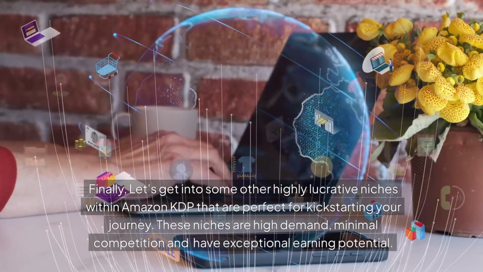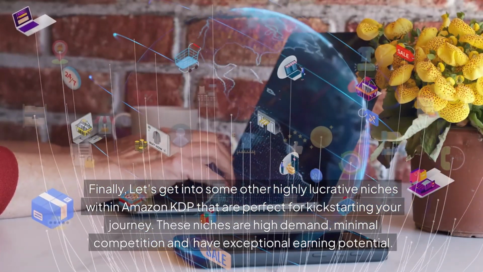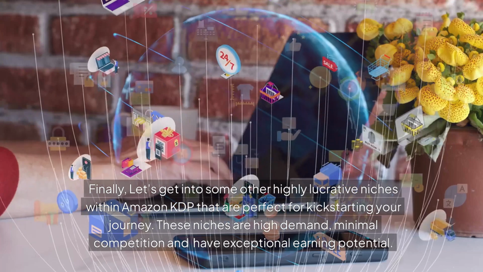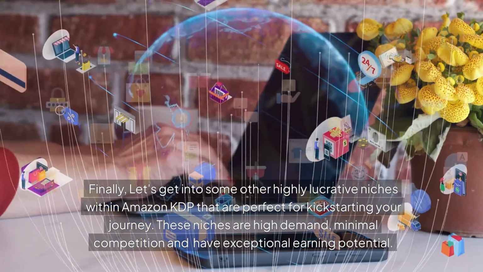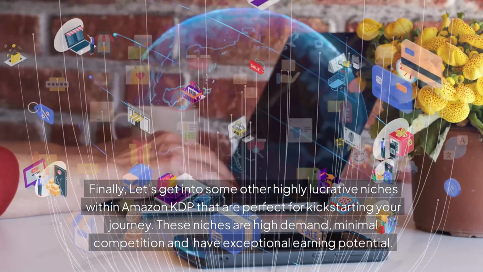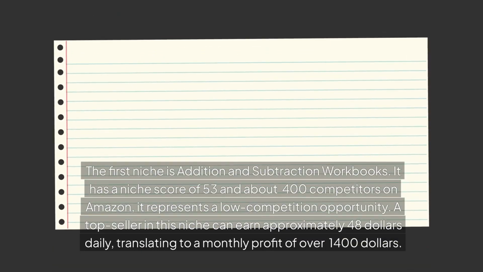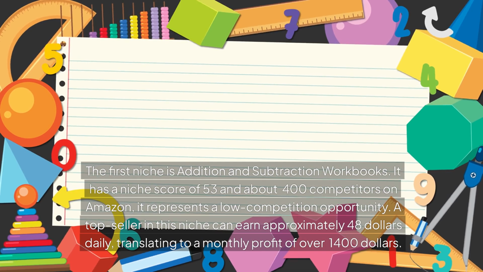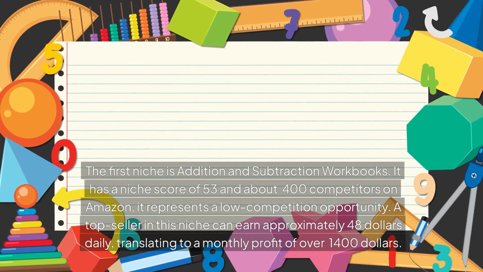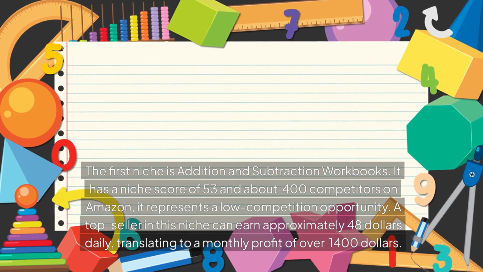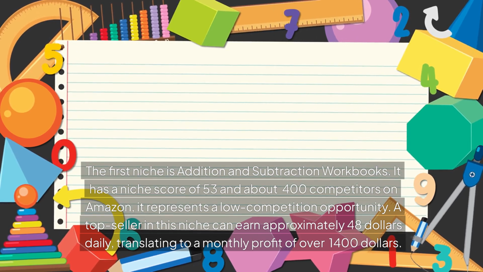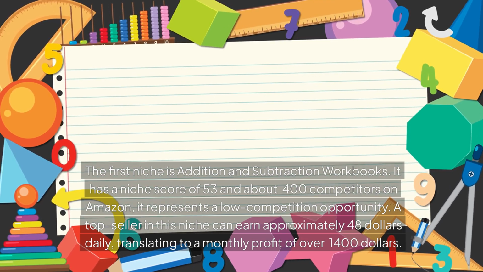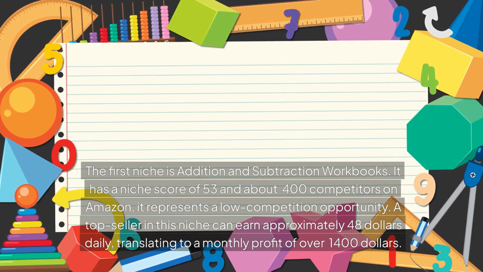Finally, let's get into some other highly lucrative niches within Amazon KDP that are perfect for kickstarting your journey. These niches are high demand, minimal competition, and have exceptional earning potential. The first niche is addition and subtraction workbooks. It has a niche score of 53 and about 400 competitors on Amazon. It represents a low competition opportunity. A top seller in this niche can earn approximately $48 daily, translating to a monthly profit of over $1,400.